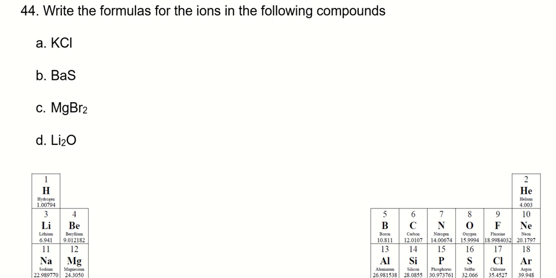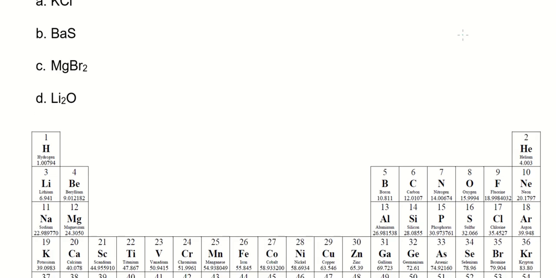We're going to write the formulas for the ions in the following compounds. These are ionic compounds. So when you're forming ions to make ionic compounds, group 1 metals have one valence electron. They're going to get rid of that, and their most stable ion is going to have a charge of 1 positive. Group 2 metals have 2 valence electrons.